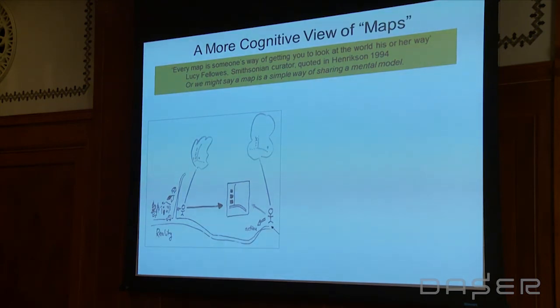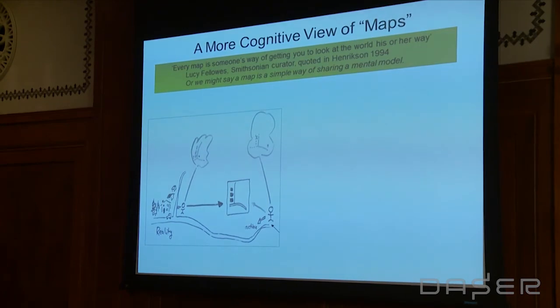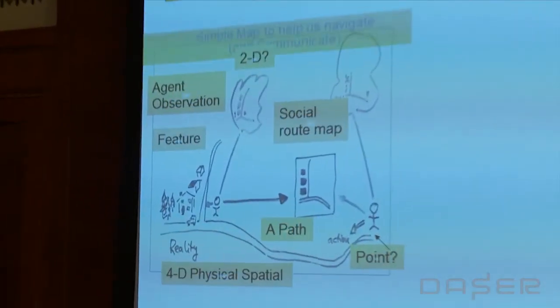Every map is someone's way of getting you to look at the world his or her way. Now this, of course, is perhaps a subjective view, but we might say a map is a simple way of sharing a mental model, and these models are useful as validations by interactions with the world. Let's see how it works in this example here. Here we have two people in a physical reality, and one produces a map for the other. I'll annotate this a little bit.